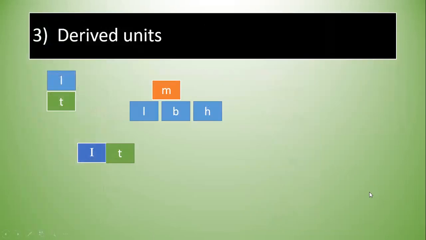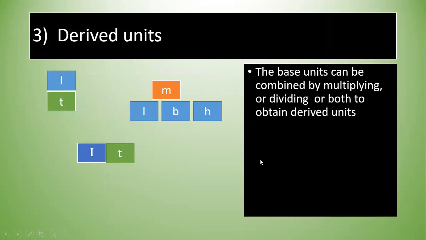Right? Now we look at derived units. We looked at base units, now we look at derived units. Basically, we can have length divided by time, or mass divided by length, breadth and height, or current times time. These are all derived units, derived quantities. Base units can be combined by multiplying or dividing. Right? This one divide, this one also divide, but this one multiply, this multiply.